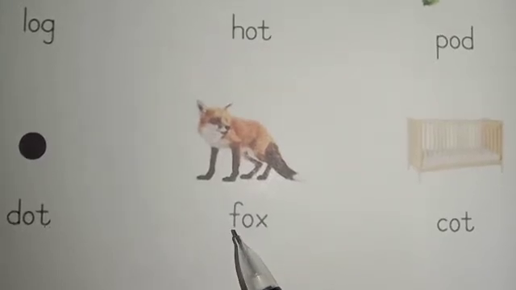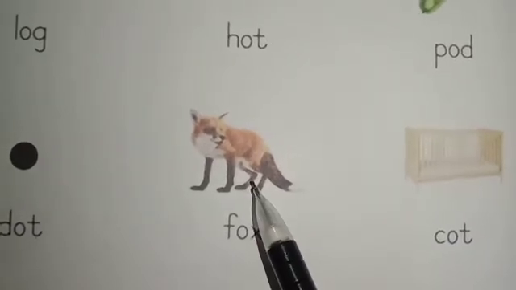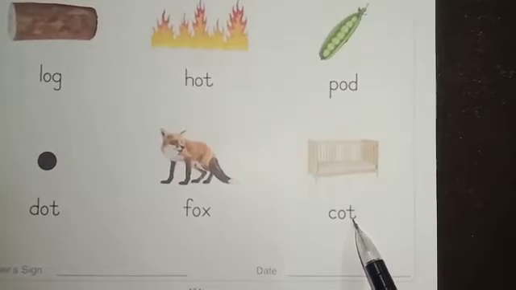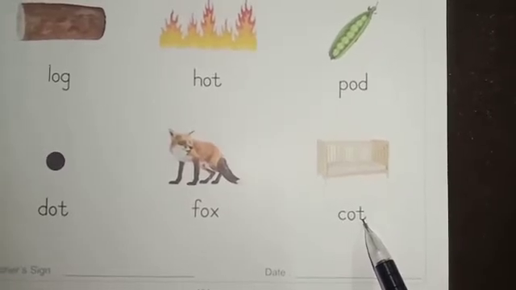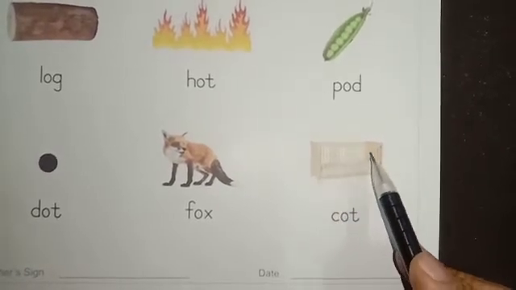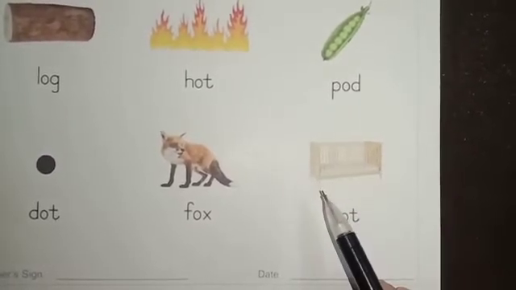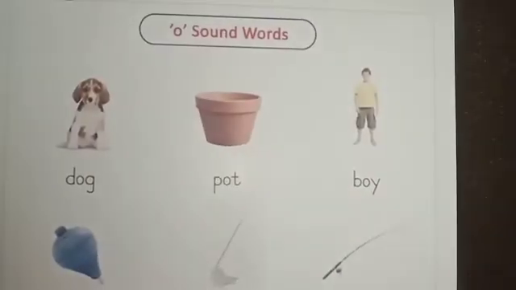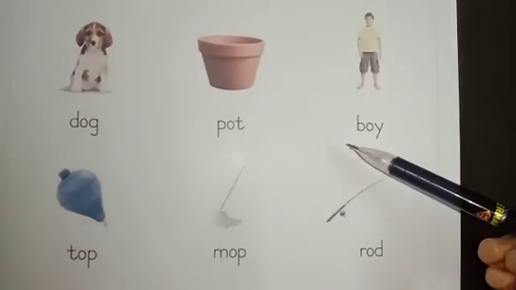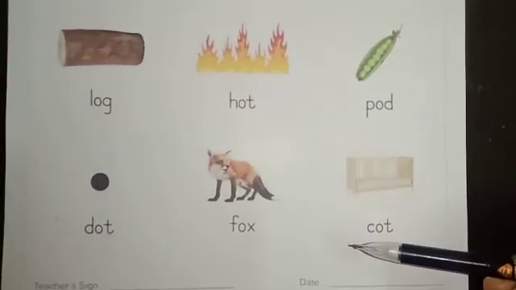Fox. Fox is a wild animal. Cot. A cot is a bed for a baby with bars or panels round it so that the baby cannot fall out. So kids, like this way you have to do the reading practice of whole page at your home. Kids, now you have learned to read O-sound words, right?